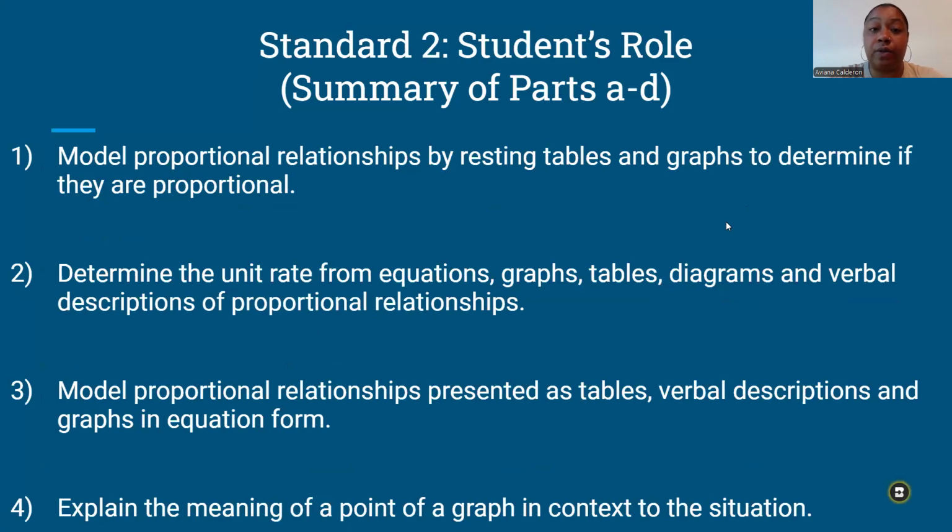Standard 2, the student's role. And again, this is a summary since we are looking at 4 different parts. So this is a summary of parts A through D. 1, we model proportional relationships by testing tables and graphs to determine if they are proportional. 2, we determine the unit rate from equations, graphs, tables, diagrams, and verbal descriptions of proportional relationships. 3, we model proportional relationships presented as tables, verbal descriptions, and graphs in equation form. And 4, explain the meaning of a point on a graph in context to the situation.